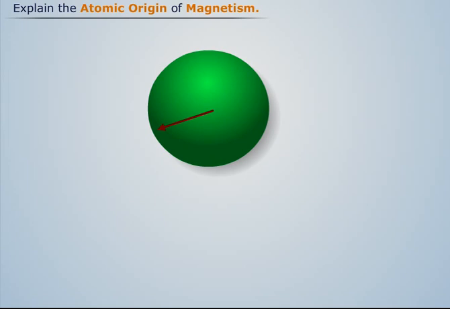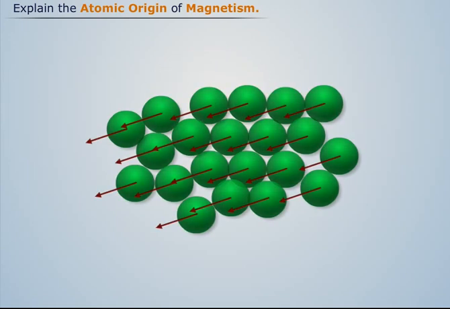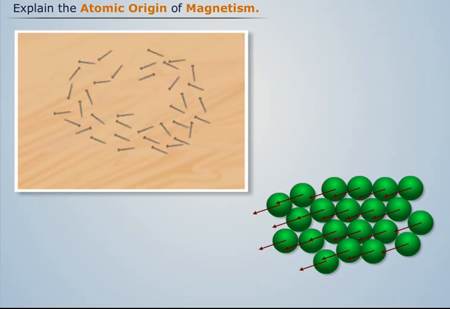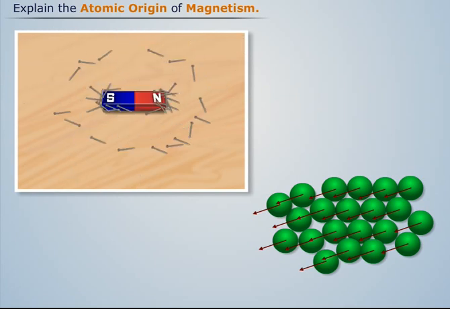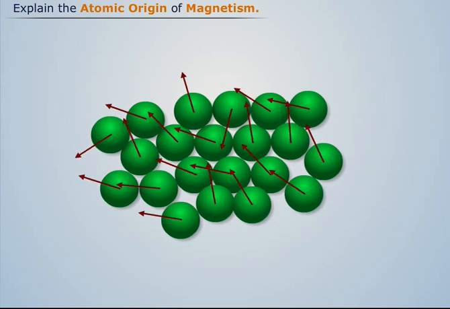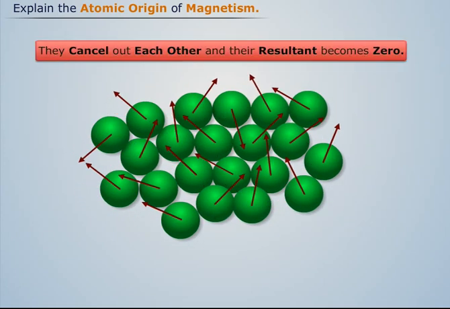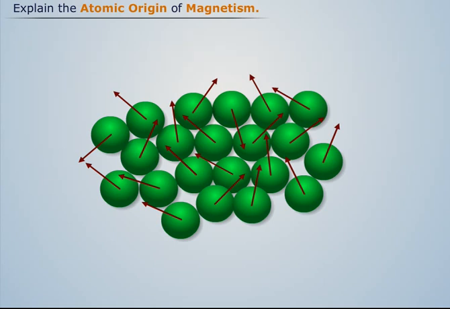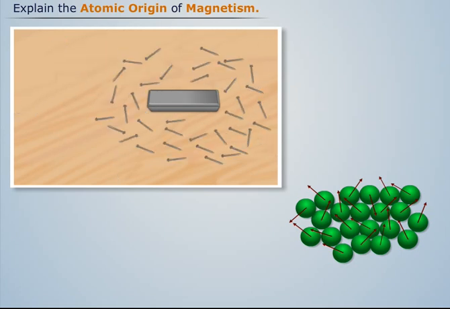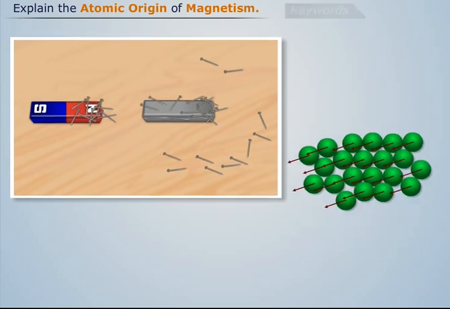Now, if all the magnetic moments induced in the material are in the same direction, then the material behaves like a magnet without any application of external magnetic field. But if all the magnetic moments induced in the material are in different directions, then they cancel out each other and their resultant becomes zero. In such cases, the material does not behave like a magnet. To make such materials behave like a magnet, we need to apply some external magnetic field on them.